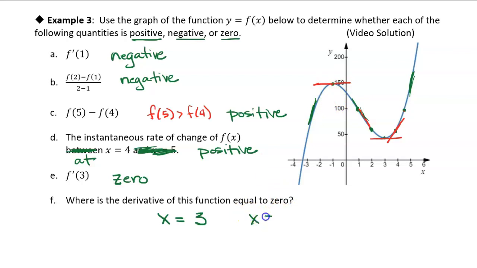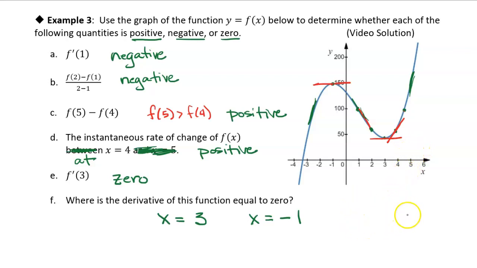So at x equals, that looks like a -1, the slope is also 0. And then we know 3. Those are the only two points where I can see that it's changing from increasing to decreasing or decreasing to increasing. It's kind of turning around and changing direction.